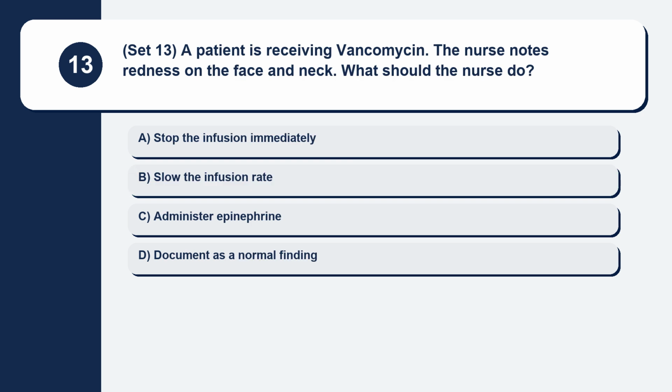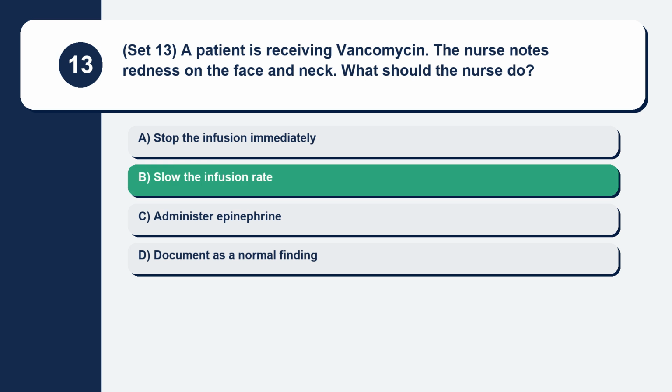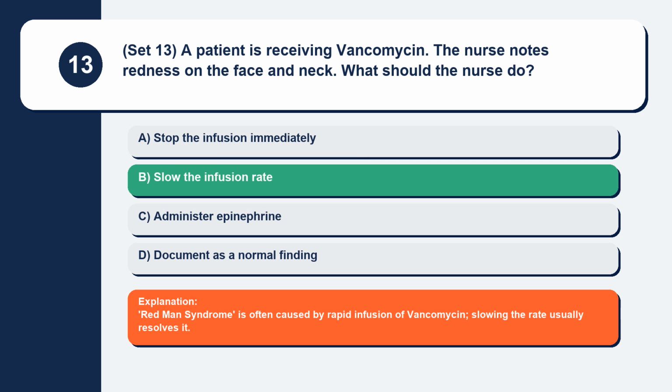Question 13, Set 13. A patient is receiving vancomycin. The nurse notes redness on the face and neck. What should the nurse do? Stop the infusion immediately, slow the infusion rate, administer epinephrine, document as a normal finding. Red man syndrome is often caused by rapid infusion of vancomycin. Slowing the rate usually resolves it.